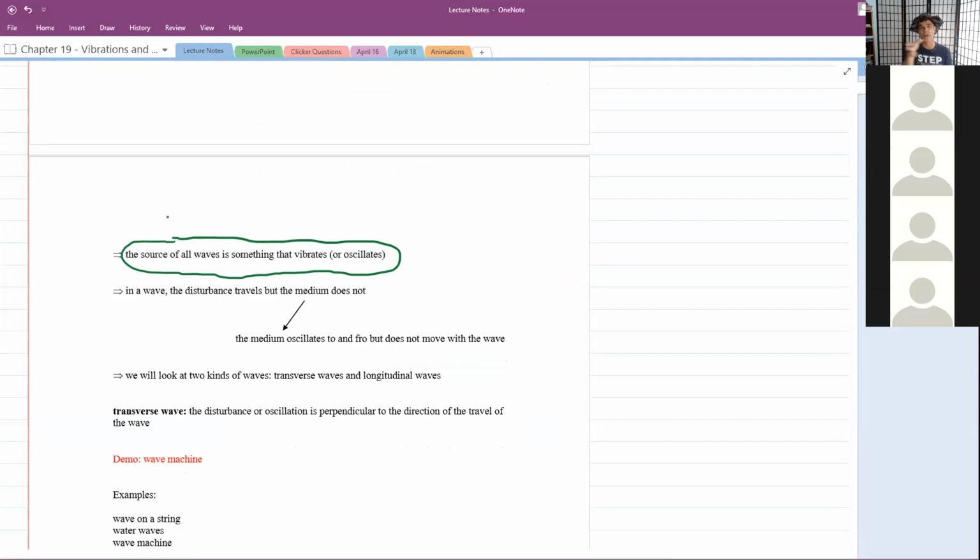And we'll get to this in chapter 20. This oscillating back and forth causes the air molecules to either move closer together or farther apart. Sound is really just a pressure wave which is traveling through air. One of the important things that we're going to look at is that in a wave, the disturbance is traveling, but the medium does not. The medium just oscillates back and forth.